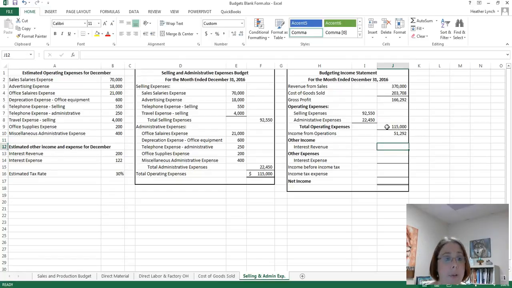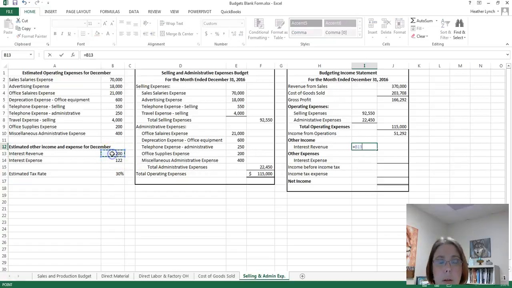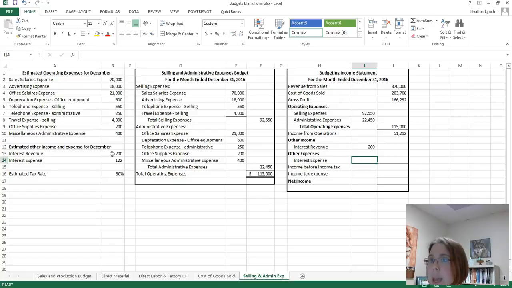Now we have other revenue. We have some other expenses. We have to pay taxes. So those are not part of the daily operations of the company. So we put those in a separate category. So interest revenue that we have received is $200. Expenses, we had some interest. We probably had a loan that we needed to pay. So that's $122.